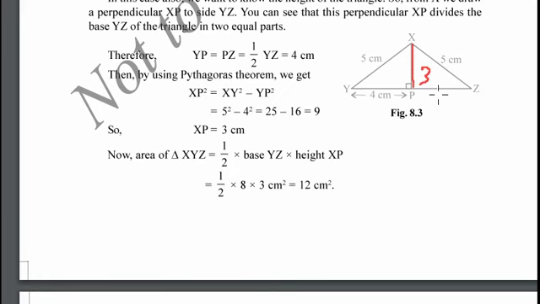Now we can apply the formula half into base into height. Half into base is 8 cm and height which we got is 3 cm. Half into base into height, half into 8 into 3. 2 ones are 2, 2 fours are 8, 4 times 3 is 12. 12 cm square is the area of this isosceles triangle.